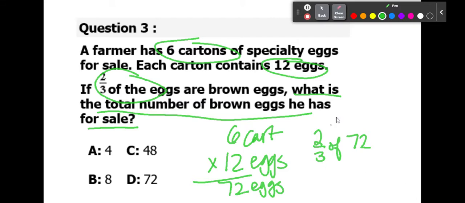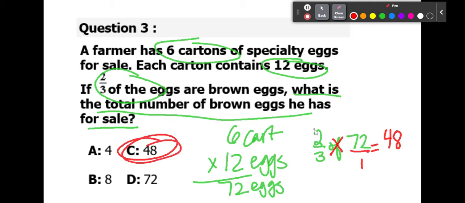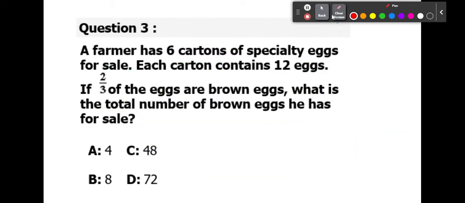Whenever we're finding a part of a number, of in math is multiplication. You are multiplying your 2/3 times your 72. So 2/3 times 72 on your calculator is 144 divided by 3, which is 48. So 48 of these eggs are brown eggs. And I did that by finding what 2/3 of 72 was. That's one way to do it. There are many ways to do these word problems, guys. These are just the strategies we kind of went over in class if you were stuck and not sure what to do. All right, let's look at number 4.